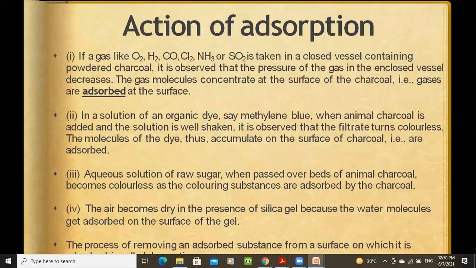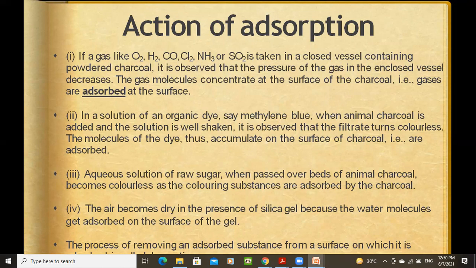Now, an aqueous solution of raw sugar when passed over a bed of animal charcoal becomes colorless, as the coloring substances are adsorbed by the charcoal. The same process takes place. The charcoal adsorbs the color substances and the entire solution becomes colorless.